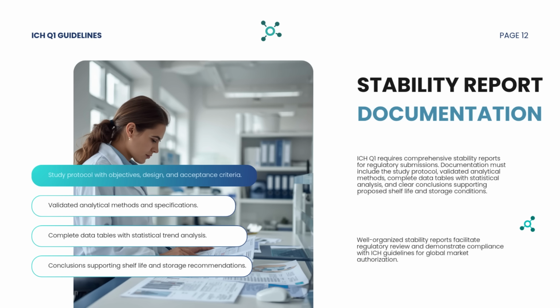Next is the validated analytical methods. This is the necessity of using validated methods and specifications. Validated methods and specifications demonstrate the reliability and accuracy of the data collected. The third one is the data tables and analysis. Complete data tables should be provided, showcasing statistical trend analysis. This not only displays the robustness of the study but also supports the conclusions drawn.